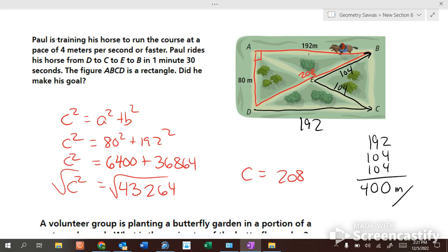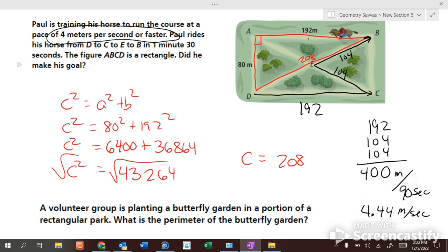1 minute and 30 seconds is how many seconds? 90 seconds. Take 400 divided by 90. You get 4 point what? 4 meters per second. He wanted to ride 4 meters per second or faster. 4.44 is faster than 4.